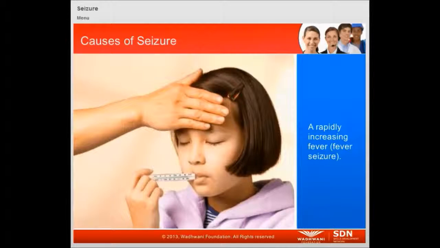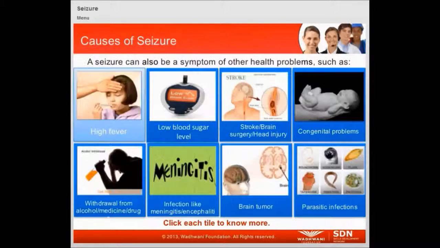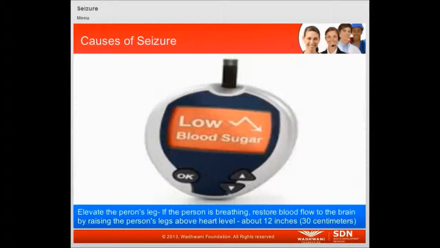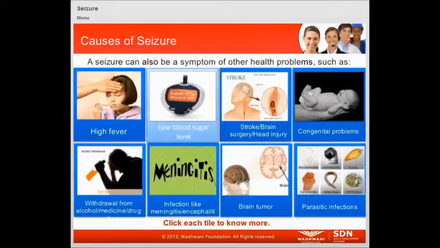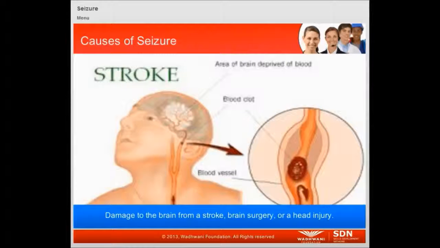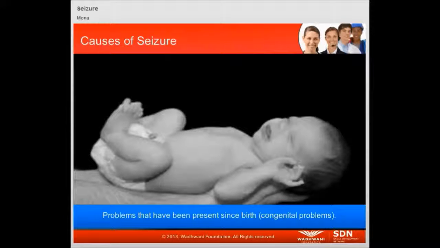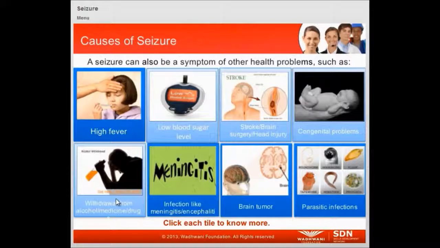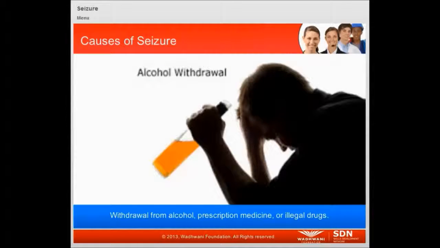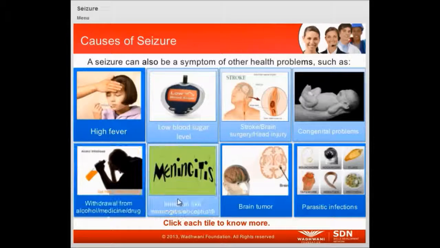A rapidly increasing fever, a fever seizure. An extremely low blood sugar level in a person who has diabetes. Damage to the brain from a stroke, brain surgery, or a head injury. Problems that have been present since birth, congenital problems. Withdrawal from alcohol, prescription medicine, or illegal drugs.